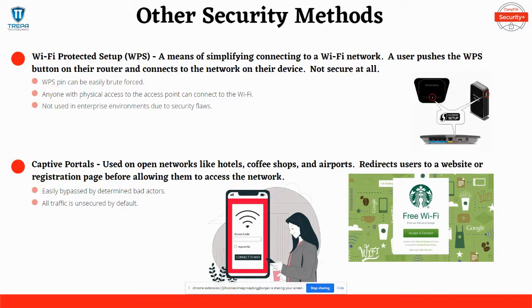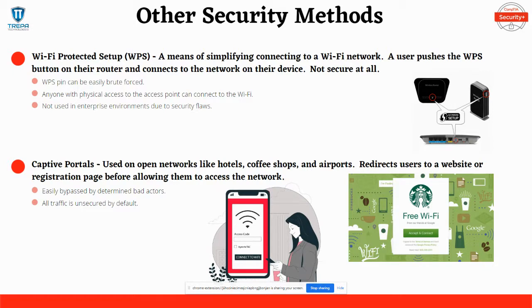WPS is a simple way to set up a home wireless network. WPS will take a user through a complete setup, but it is completely insecure and can be quickly brute forced because you use a WPS PIN, right, during the setup, and it has no security in mind at all.